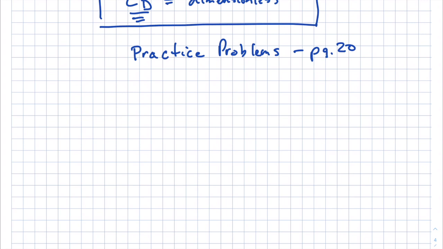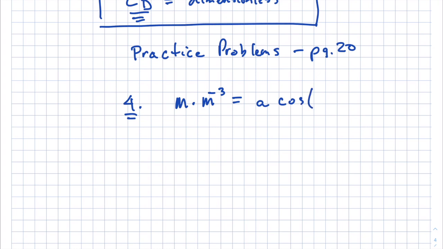When we get to those, I wanted to talk about one of the problems here. Let's skip down to number 4 of the practice problems. On number 4, I have m times m to the minus 3. He's just setting this up as a cosine of f L, and he's asking, what are the dimensions of the quantity f?